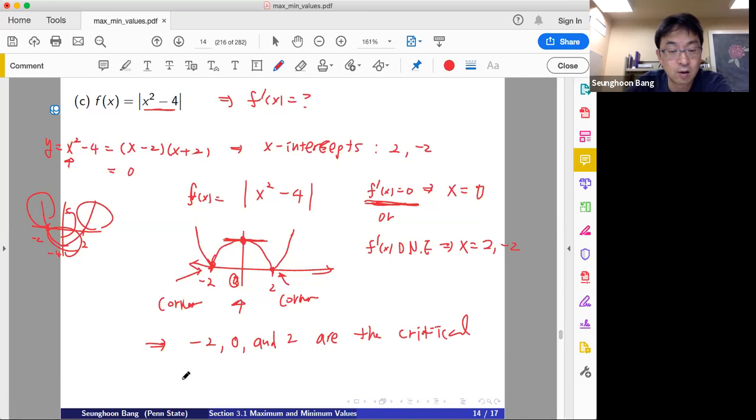of function f. So that's it. This is the whole idea for solving number C.